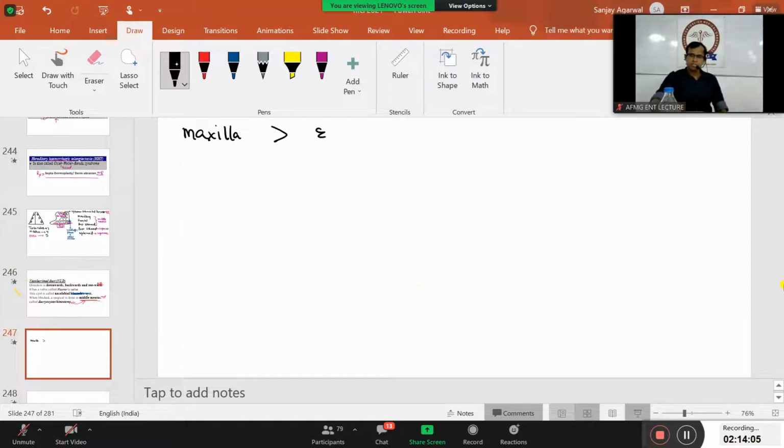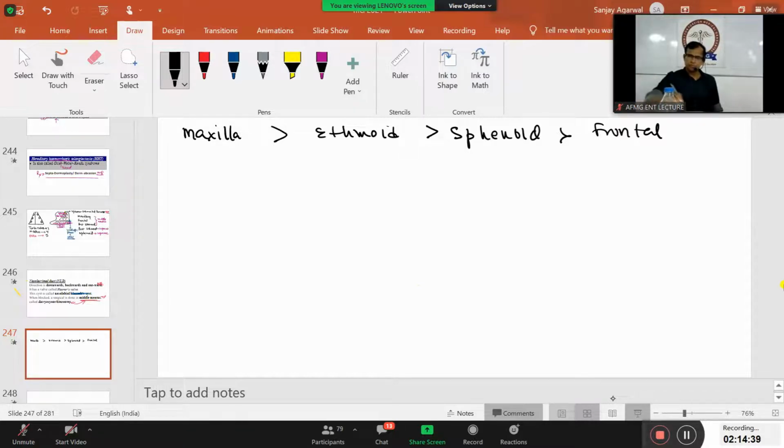Then comes ethmoids. Then comes sphenoid. And the last one is frontal. This is the sequence in which they start to develop: maxilla, ethmoids, sphenoid, and frontal. And they complete in the same sequence. First to complete is maxilla, then ethmoid, then sphenoid, then frontal.